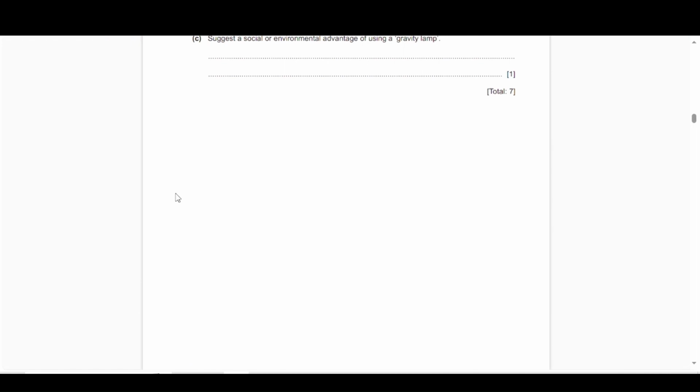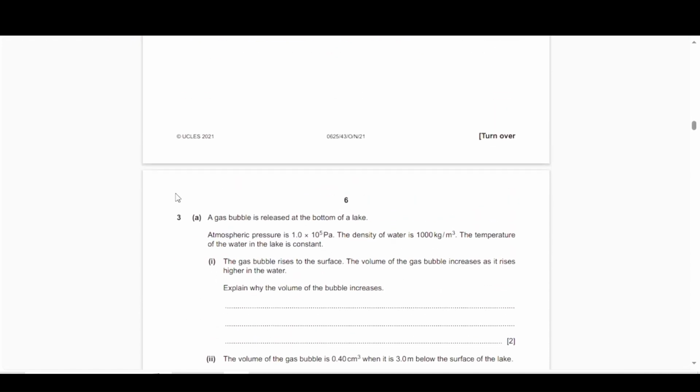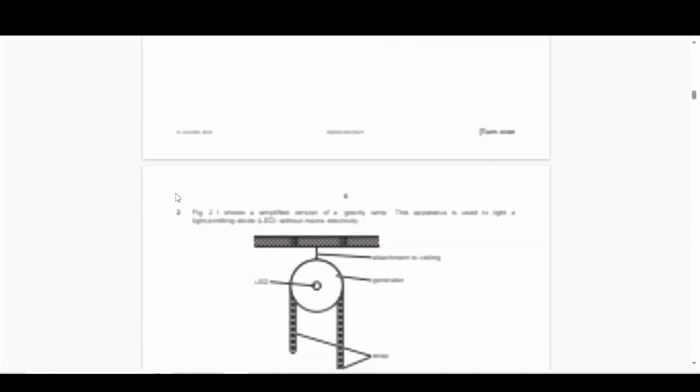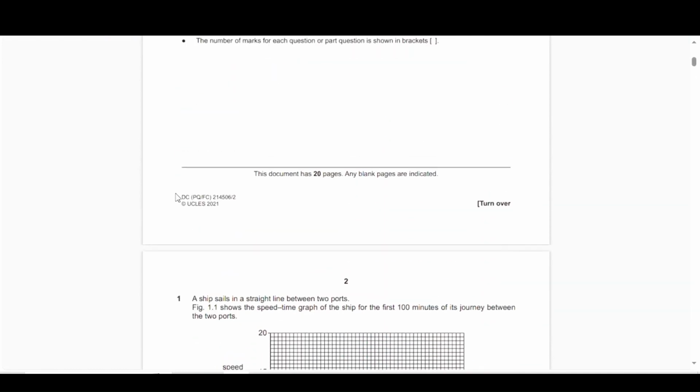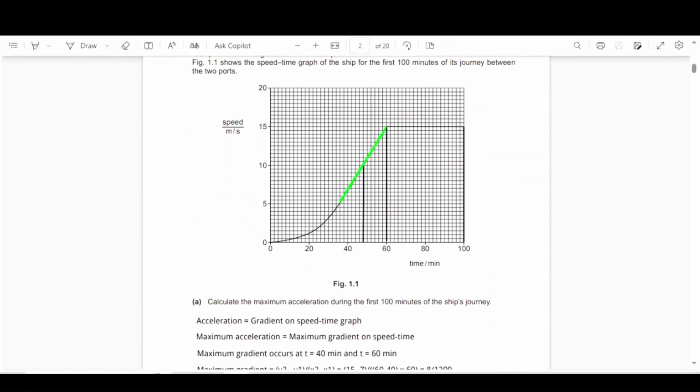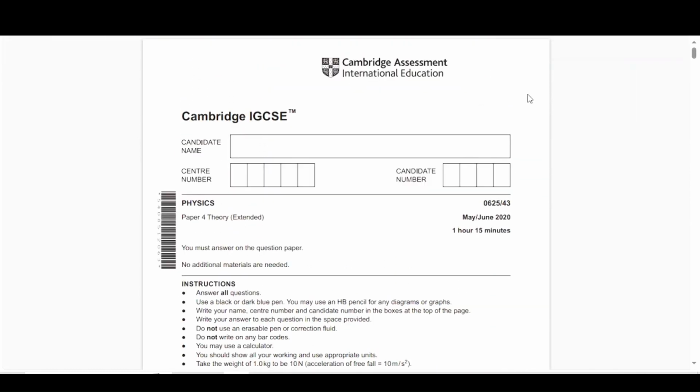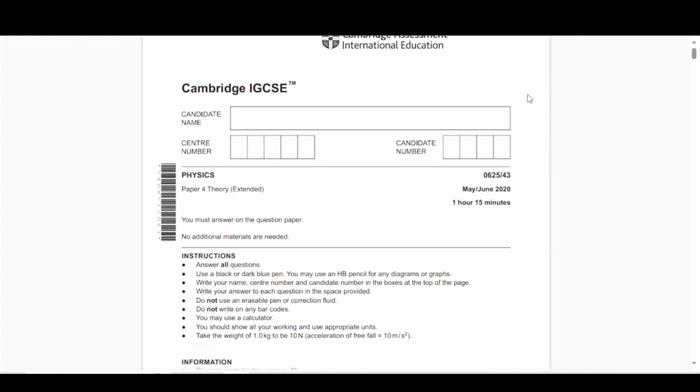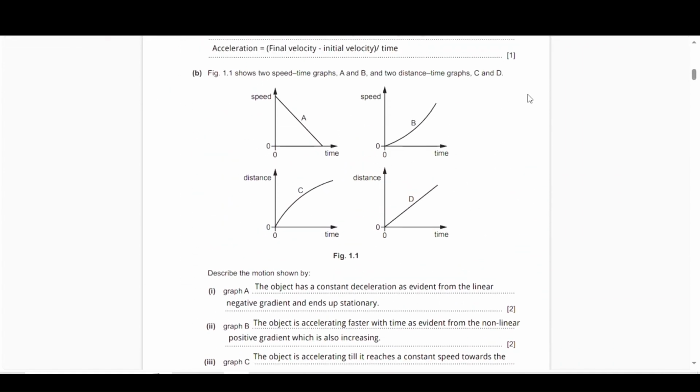The other questions again seem to dive into topics that we're not covering in this video, so I am going to move on to the next paper. It's got two more to go. So we've got May, June 2020, looking at paper 43. So May, June 2020, paper 43.